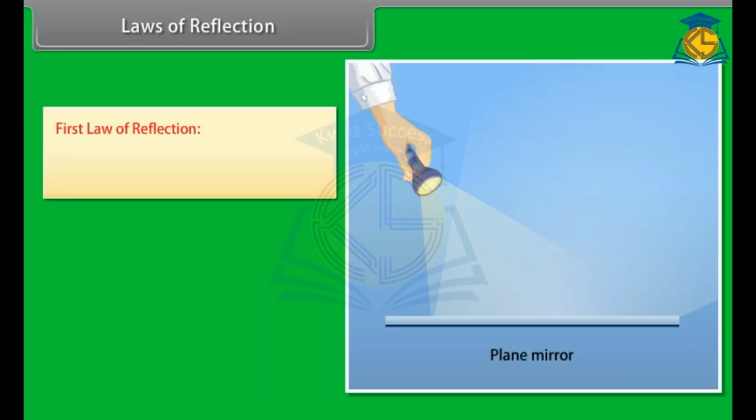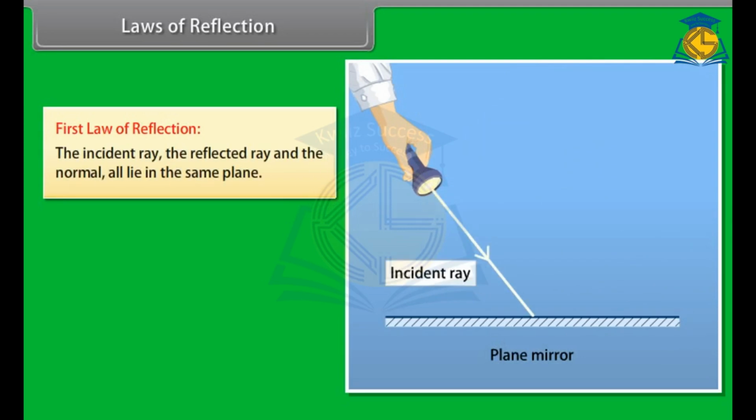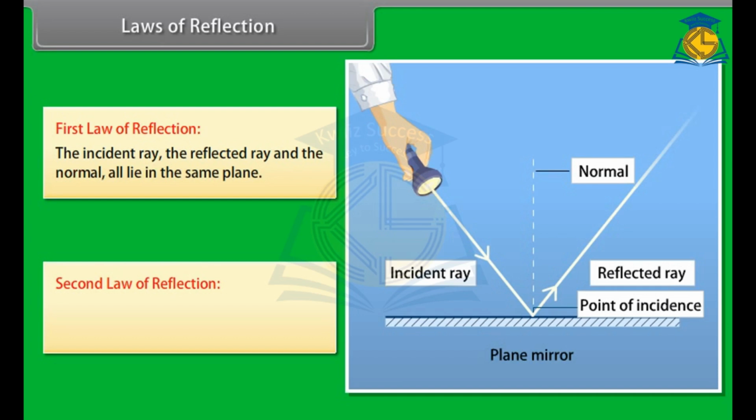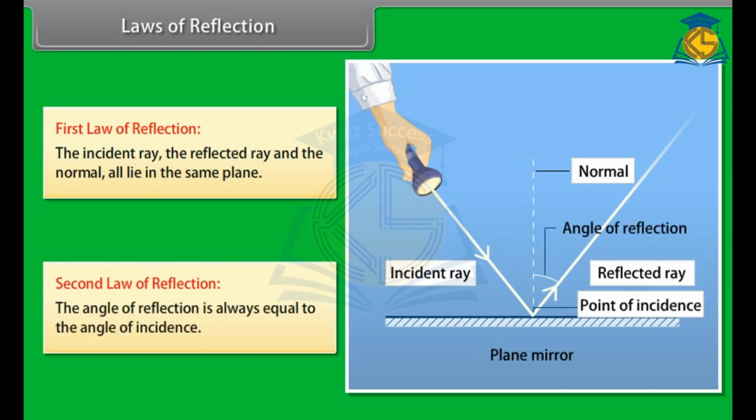First law of reflection. The incident ray, the reflected ray, and the normal all lie in the same plane. Second law of reflection. The angle of reflection is always equal to the angle of incidence.